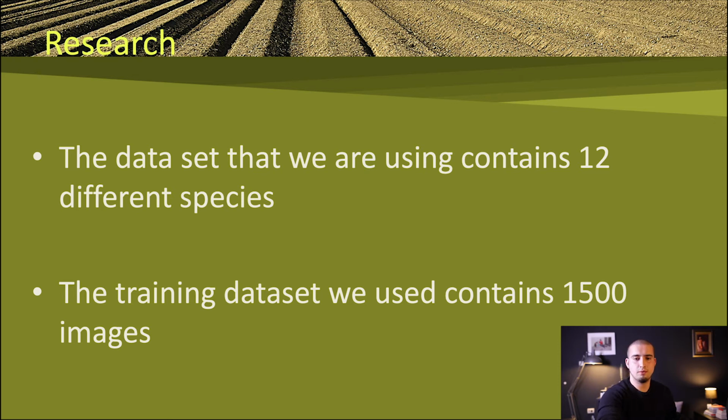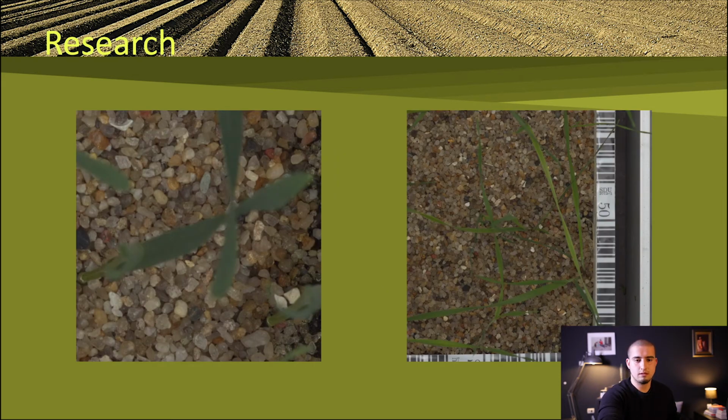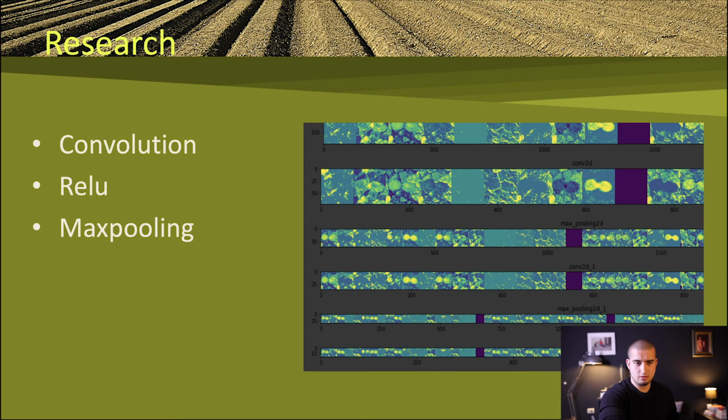I can show you a photo of those images. The photo on the left is an image that we have used that does not contain weed, and the photo on the right is an image that contains weed. Now I'll give you a model description.